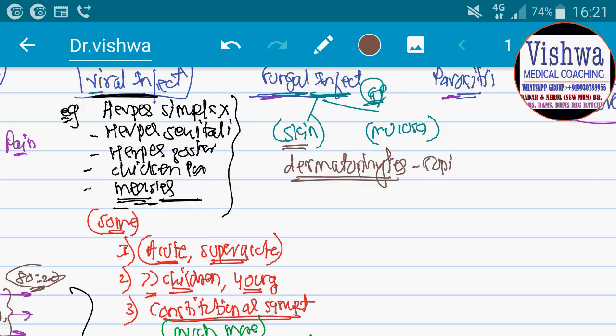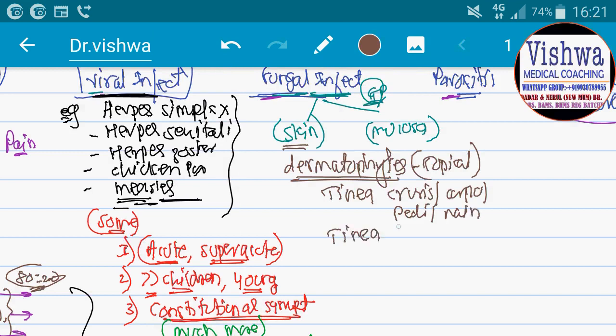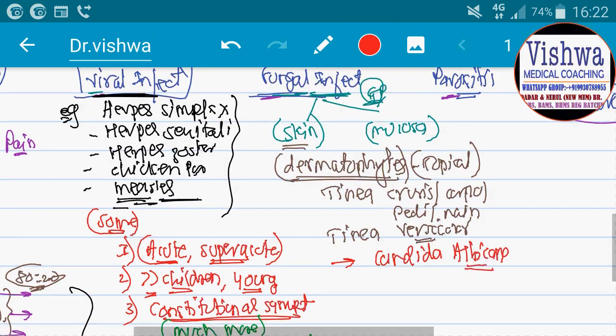There is a topical skin infection. Like you all must have heard about tinea cruris, corporis, pedis, as well as tinea of the nail, tinea unguium. You also have tinea versicolor. All those are the superficial dermatophytes which are producing. And in mucosa, we have the Candida albicans. So let's come to the features.